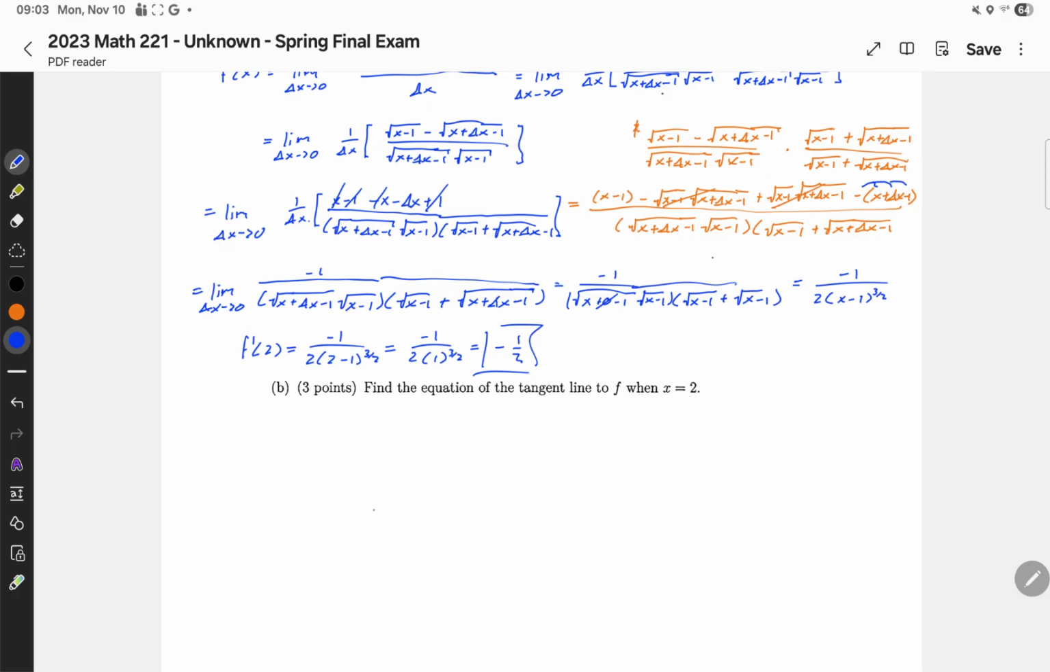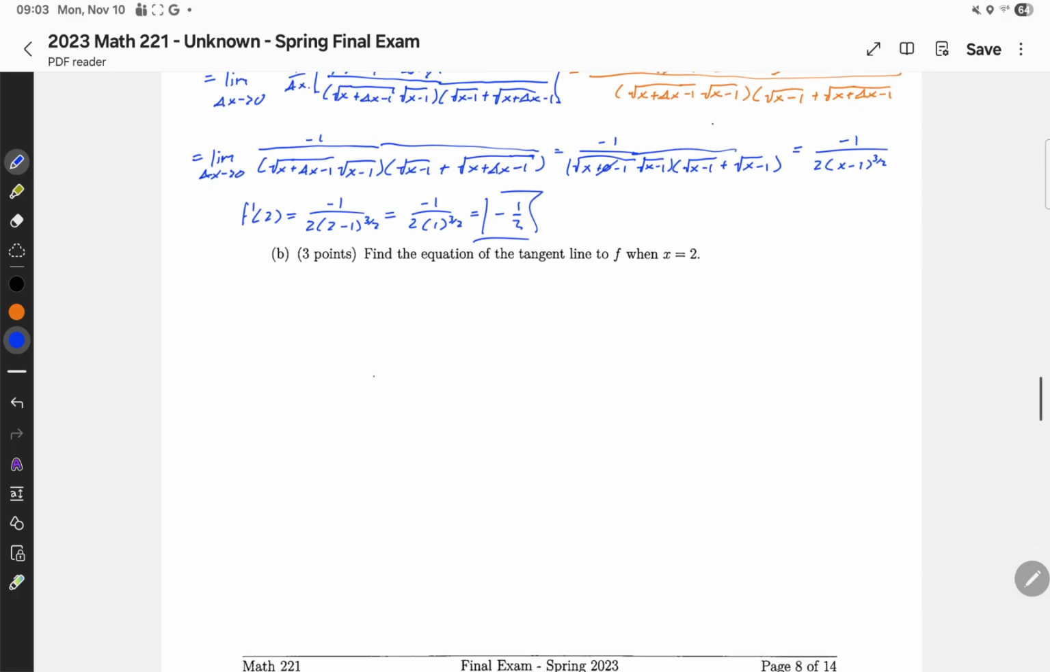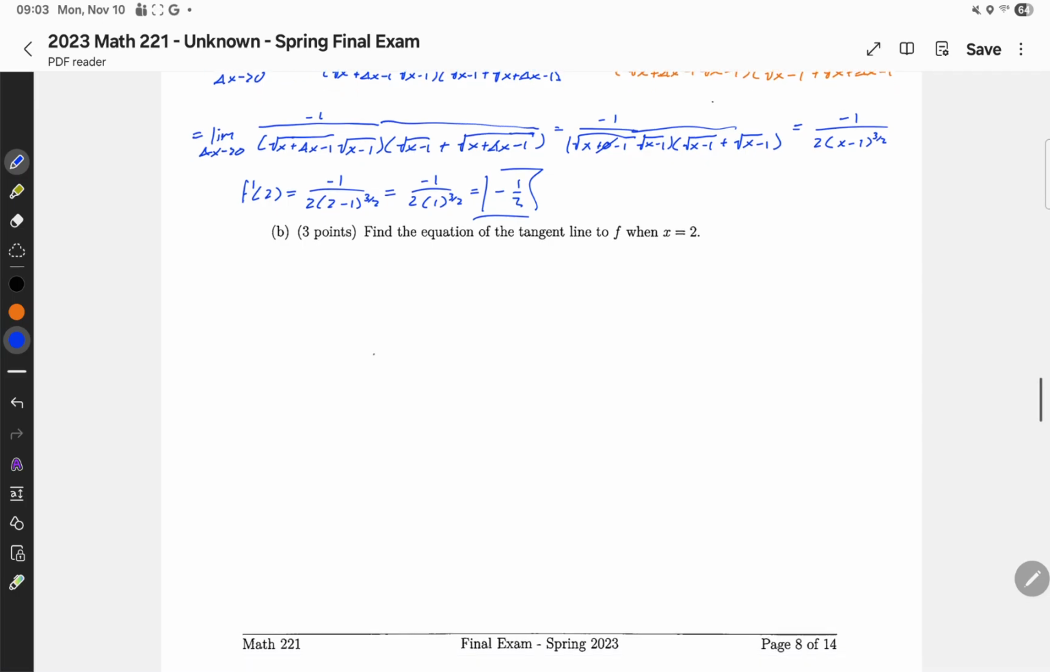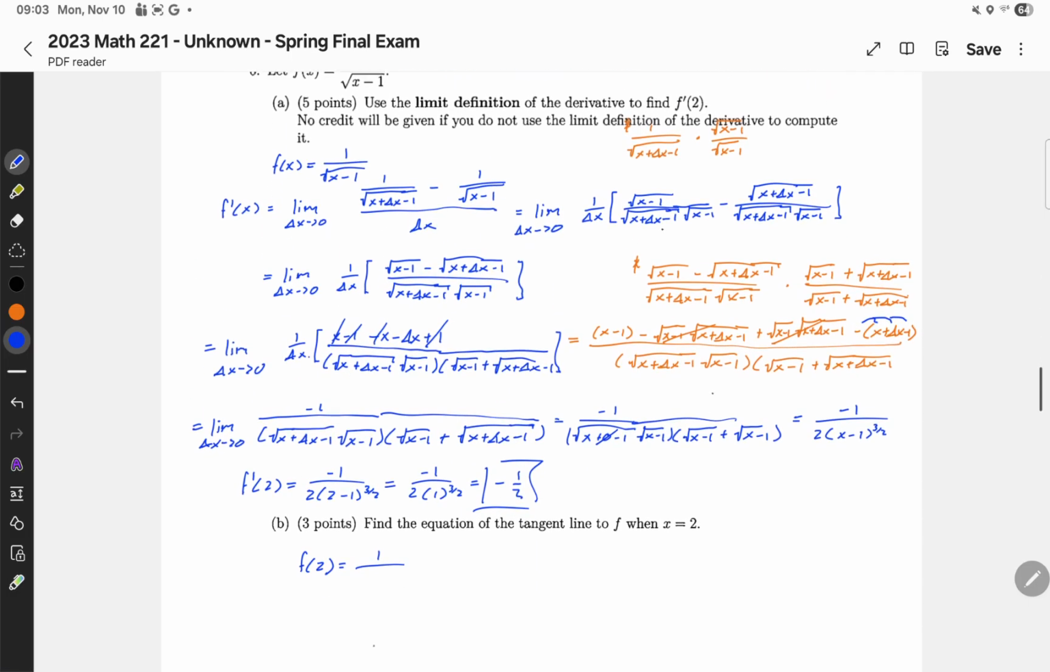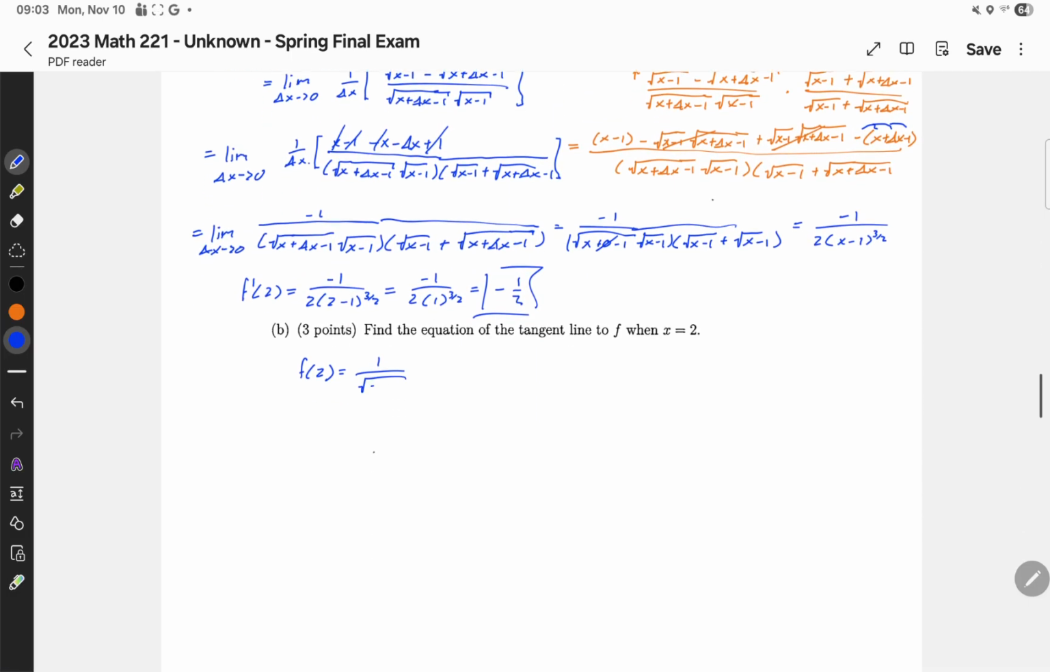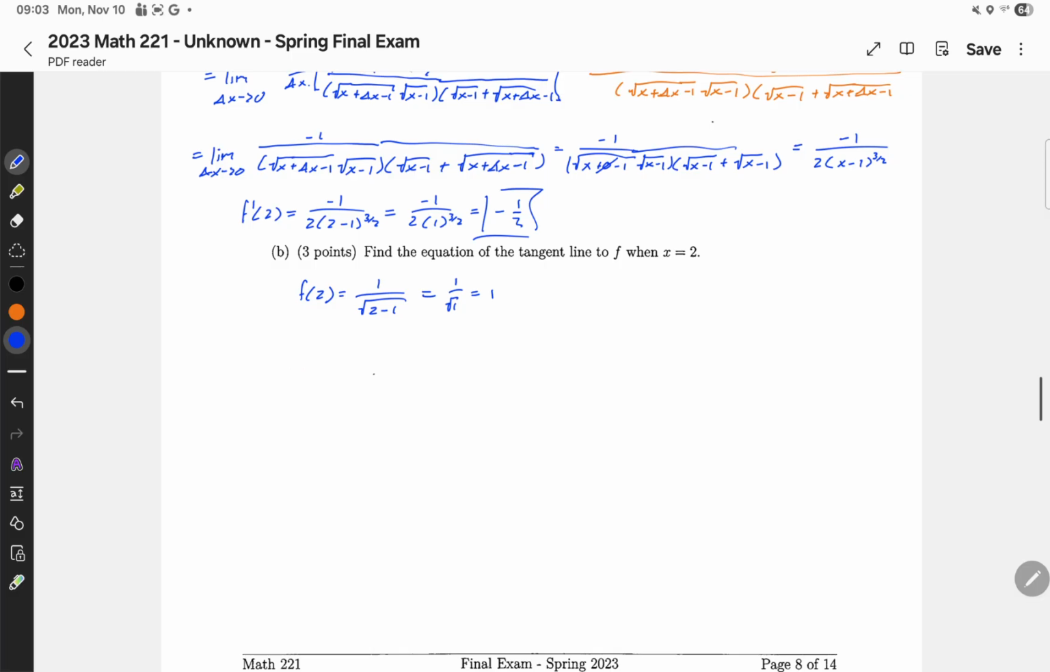All right, so now the rest of this won't be too bad. All we need to do is find the equation of a tangent line when x is equal to 2. So to do this, we're going to want to find f of 2. So f of 2, this is 1 over the square root of 2 minus 1. This is 1 over the square root of 1, which is just 1, right? And so now we can write y minus y1 is 1. It's equal to the slope times x minus x1, which is 2.